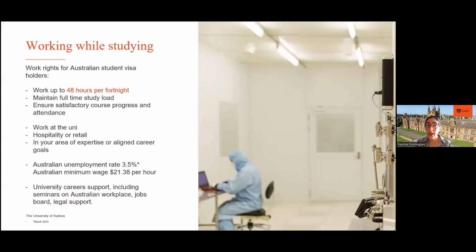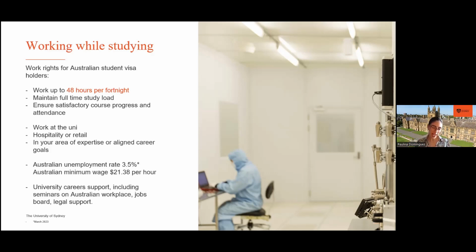And also, you know that you can work while studying here in Australia as well. If you're holding a student visa, you will have work rights for Australian student visa holders, which is that you can work up to 48 hours per fortnight. So yeah, you can maintain a full-time study load and ensure satisfactory course progress and attendance, of course. You can work at the uni, you can work in hospitality or retail, in your area of expertise or aligned with career goals. Actually the government doesn't limit you on what type of job you want to do. You can work in any area, as long as it's legal, of course.